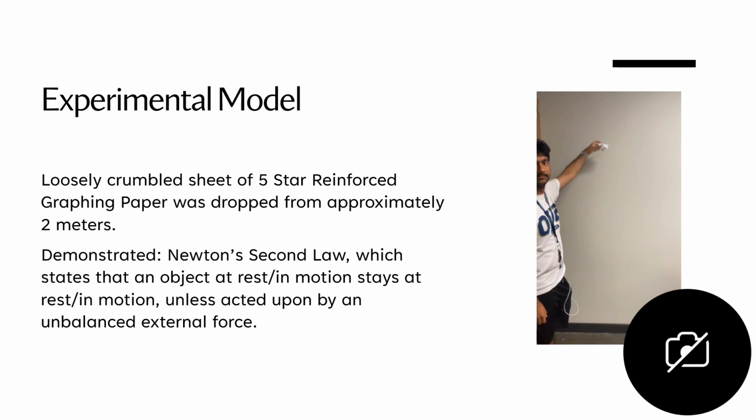For this experiment, a loosely crumpled sheet of 5-star reinforced graphing paper was dropped from approximately 2 meters. This experiment demonstrated Newton's first law, which states that an object at rest or in motion stays at rest or in motion unless acted upon by an unbalanced external force.